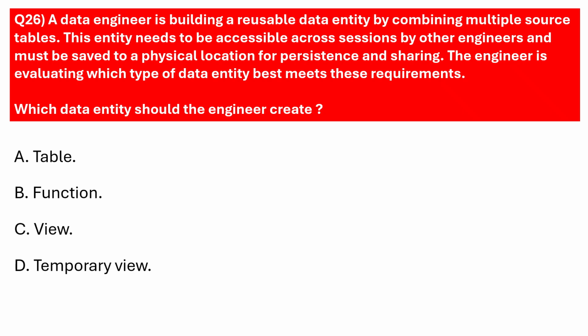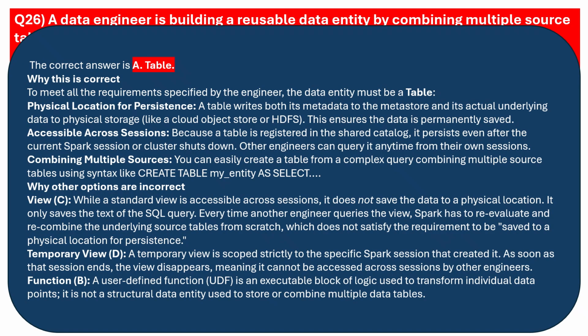A. Table. B. Function. C. View. D. Temporary view. The correct answer is A. Table. Why is this correct? To meet all the requirements specified by the engineer, the data entity must be a table.